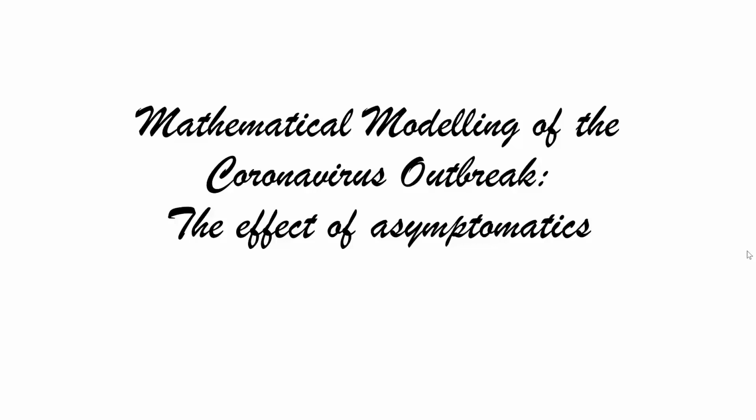Welcome back to my series on mathematical modeling of the coronavirus outbreak. Today we're going to look at the effect of asymptomatics, as I promised yesterday. So, we're going to describe the trajectory of a person throughout the disease states during the course of the disease.